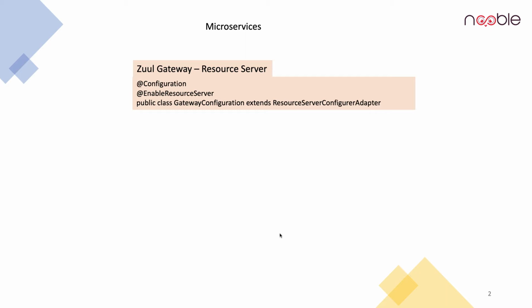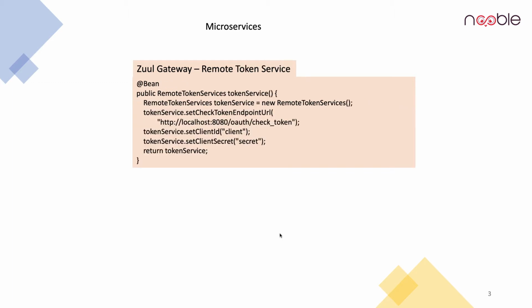Now we will start by making our Zuul Gateway a resource server. Later we'll have all our greeting services converted into resource servers. We'll create a new configuration class as shown, gateway configuration. It will extend the resource server configurer adapter. We'll annotate it with enable resource server and configuration. We'll also create a remote token service bean which will authenticate the token. Let us go through it.